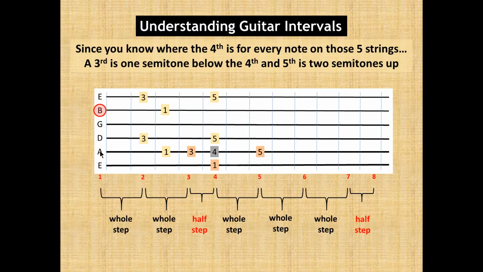So here's a great example. The 3rd fret on the A string is C. All right, so the C, E, G, and that's the 3 notes in the C major chord.